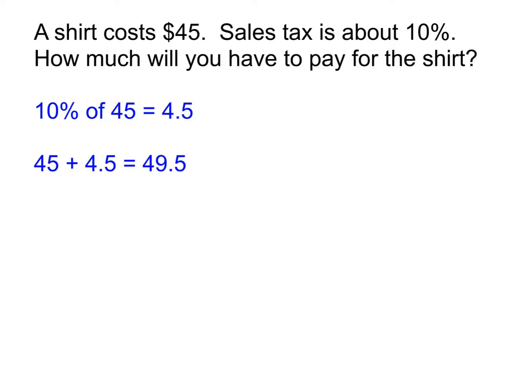So I added them up together. I got 49.5, which means that the total cost I'm going to have to pay is going to be about $49.50. Now again, I use 10% as an approximation. The actual tax rate is probably more like 10.4% right now or something like that. But it gives us a nice idea so that we know, do we actually have enough money in our pocket?